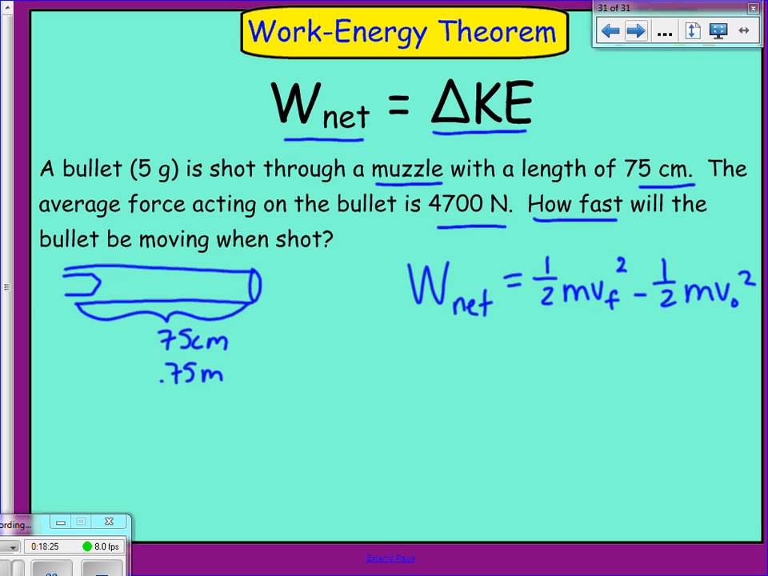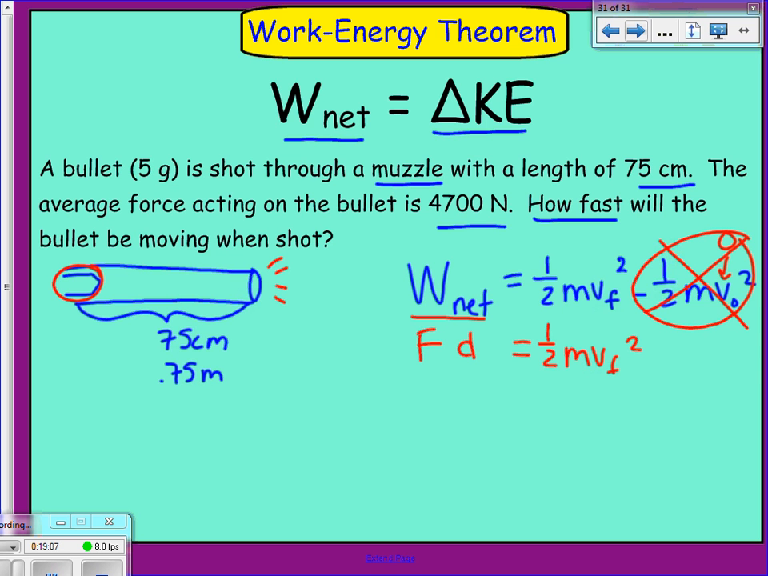Now, if you think about it, the final kinetic energy is going to be when the bullet leaves the gun. The initial kinetic energy is when the bullet, before it's been shot. If the bullet hasn't been shot yet, its velocity initially is 0. And that means this whole term actually just goes away. So now we've simplified it. We've said our net work is just simply going to be 1/2 m v final squared, with v final being the velocity as it leaves the gun. Now we've also learned that the net work acting on an object is going to be just the sum of the forces times the displacement.